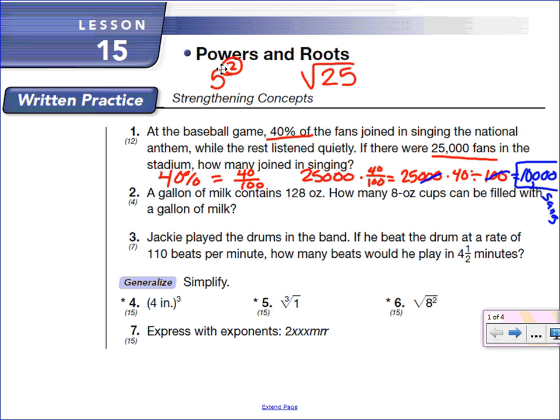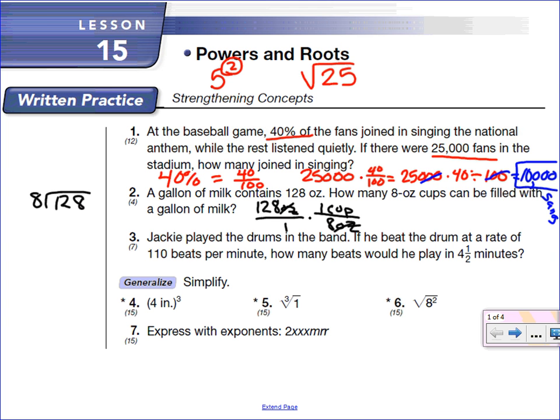A gallon of milk contains 128 ounces. How many 8-ounce cups can be filled with a gallon of milk? So 128 ounces over 1, times 1 cup per 8 ounces. I put ounces on the bottom because I want it to cancel the ounces up there and be left with cups. So what that says is I'm dividing 128 by 8.